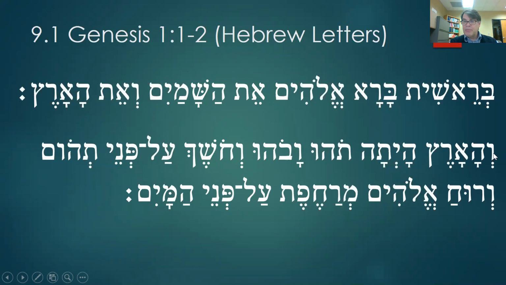Verse 2. Vav. What kind of shva? Vocal, because it's the beginning of a word. Hey, qamets, same thing as ha'arets. Aleph, qamets, resh, segol, final tsere. Okay, and the earth, or but the earth. Friday.